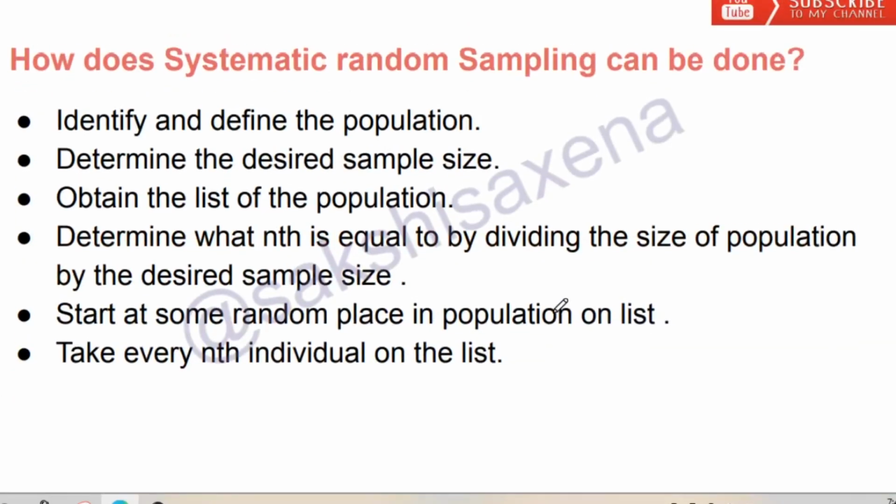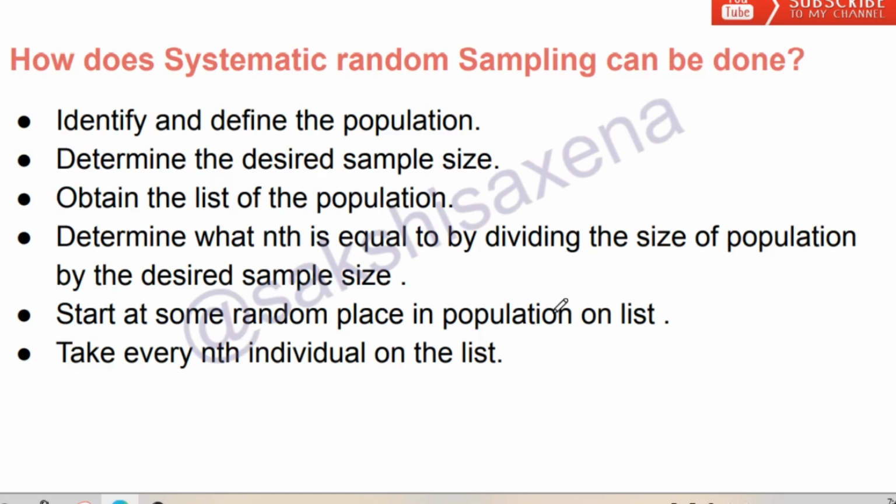How can systematic random sampling be done? A question arises that how systematic random sampling can be done. Firstly, we have to identify and define the population. Second thing is that we have to determine the desired sample size. Then we have to obtain the list of the population, and from that we have to determine the nth value, which is obtained by dividing the size of the population.